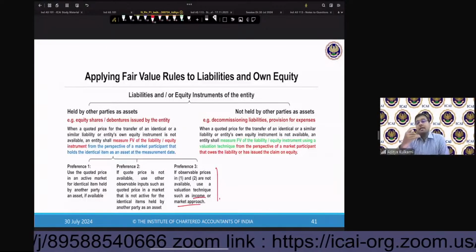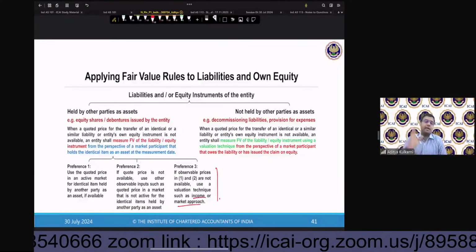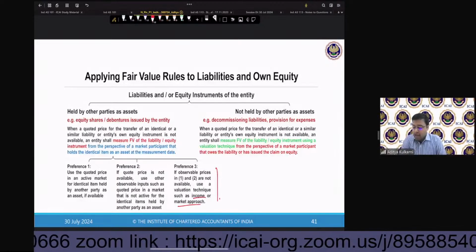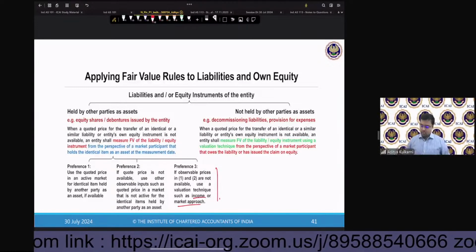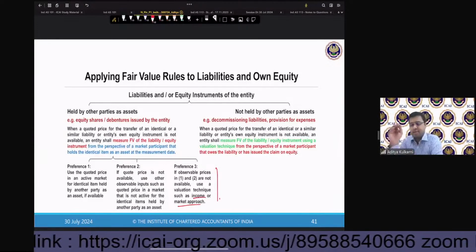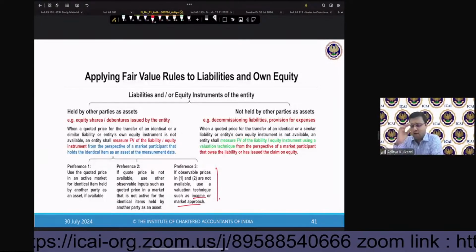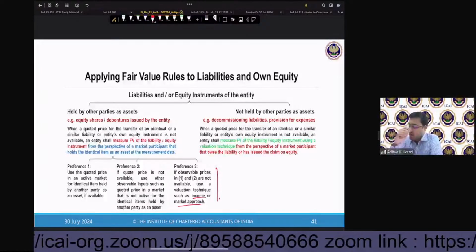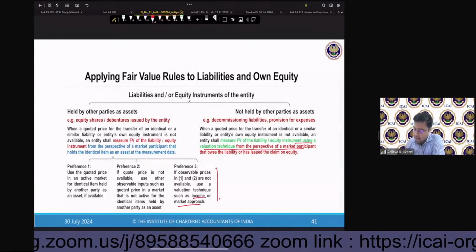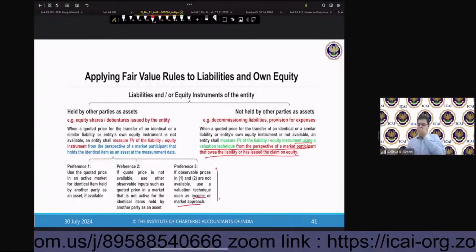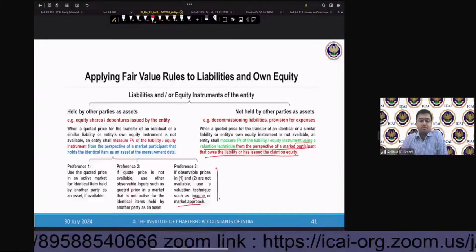Sometimes the liabilities are not held as assets by counterparties. This could be, for example, decommissioning liabilities or provision for expenses, etc. We don't have a corresponding party, so you will have to record the valuation. How will you do the valuation? You will measure using a valuation technique from the perspective of a market participant that owes the liability or has issued the claim on equity. Are we able to follow?